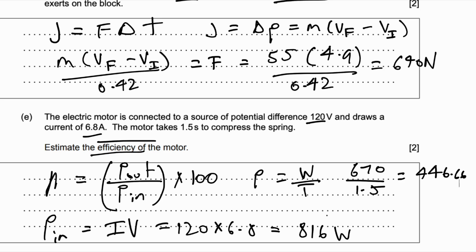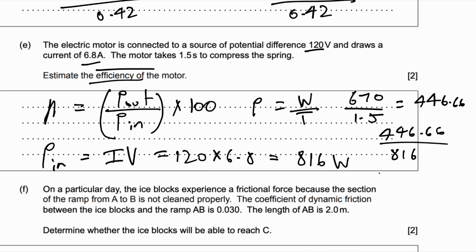That's the power output. So if I'm supplying 816 watts to compress the spring, the power actually output by the spring, making it do some action, is 446 watts. So if I divide 446.66 over 816, we get 54.74%.